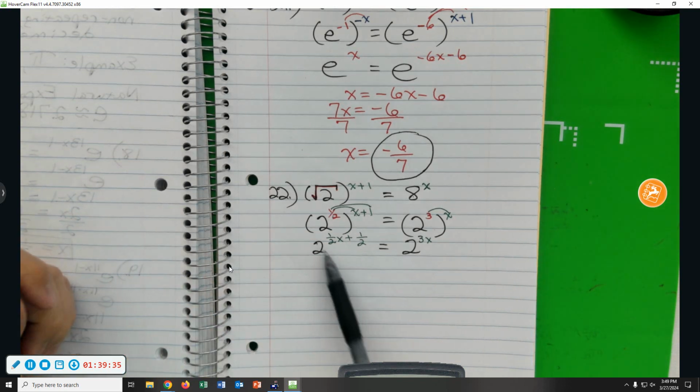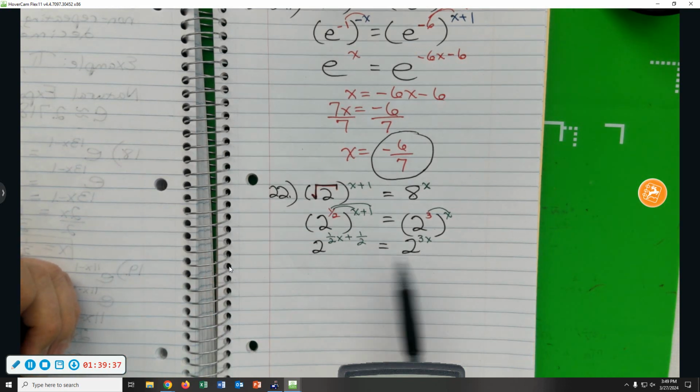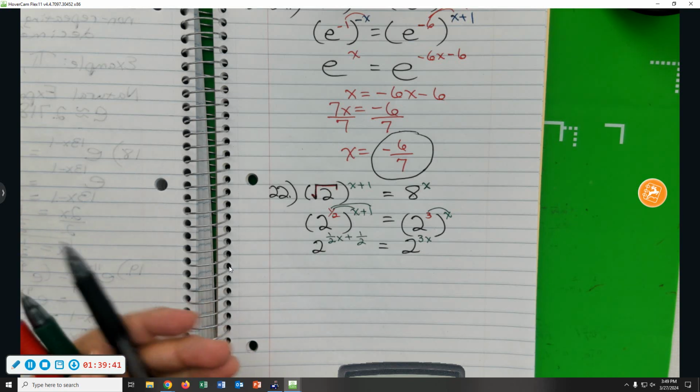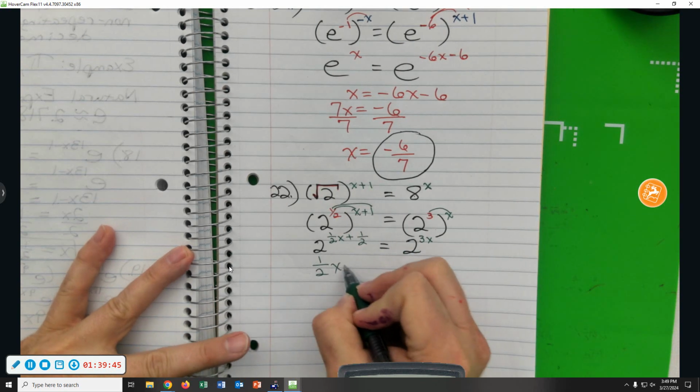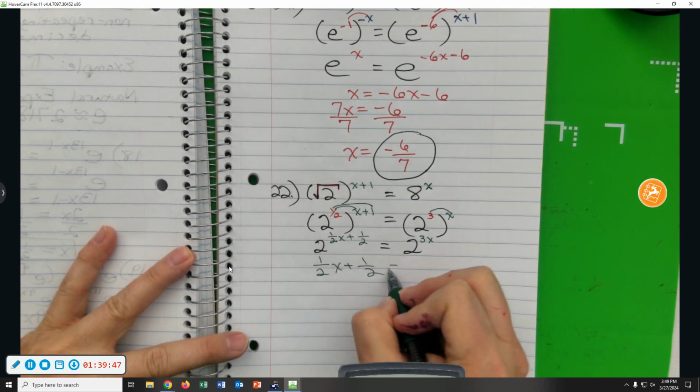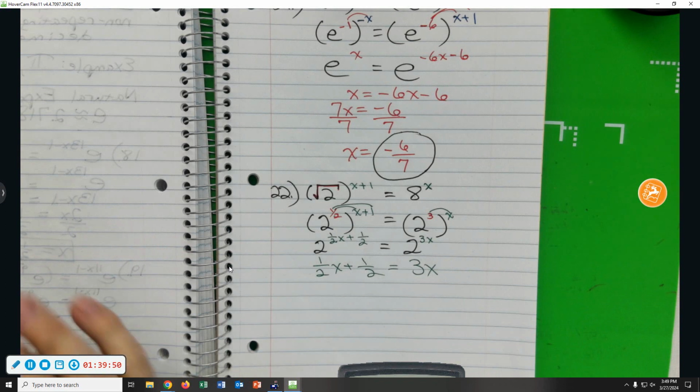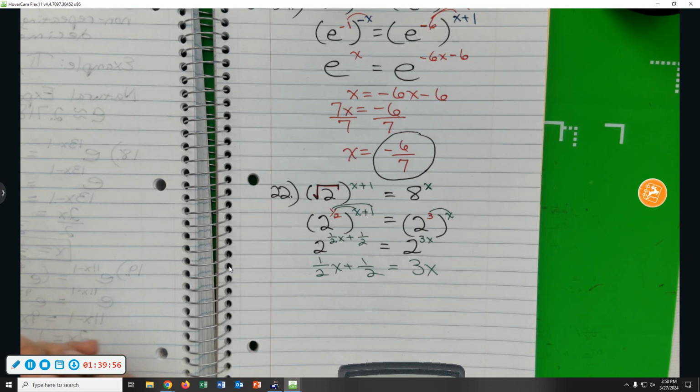We now have the same base on both sides, so what will I do? Drop the base, set the exponents equal. I like this because we haven't solved any equations containing fractions today. I think we need to solve this equation by eliminating the denominators. What can I multiply through by to get rid of the fractions? 2. The only denominator appearing is 2.